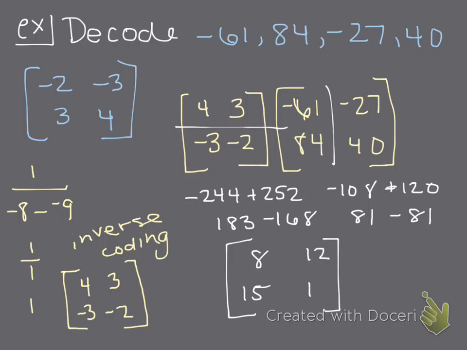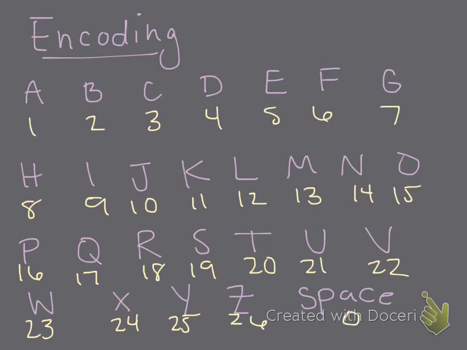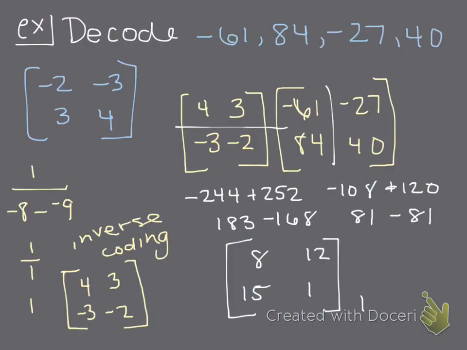And then remember, we go down the column, so I would go back to this original list, and I know 8 is H, 15 was O, 12 was L, and 1 is A. So again, we get that message of HOLA.